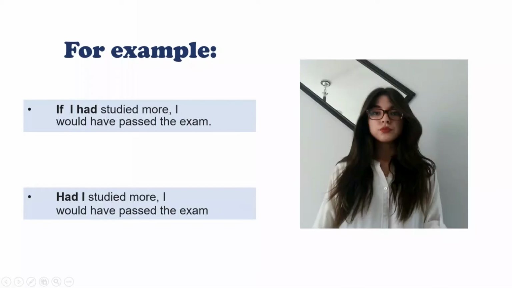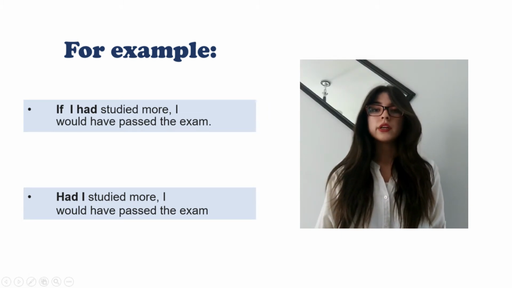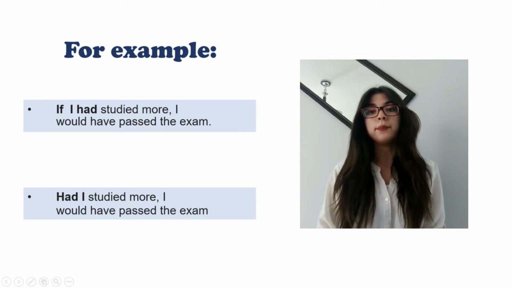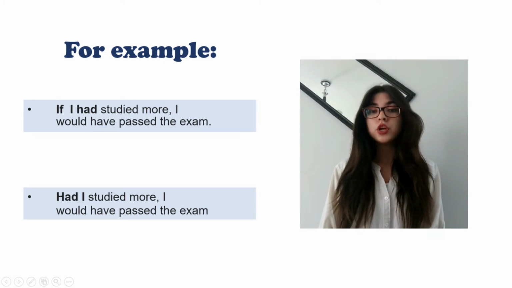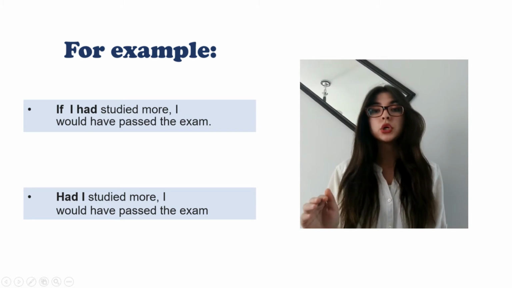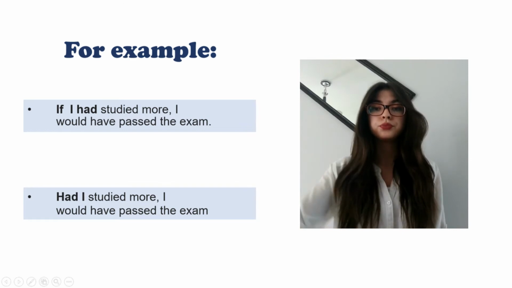For example, if I had studied more, I will pass the exam. Another example is, had I studied more, I will pass the exam. In the first case, we can see that when the if connector is included, the subject and verb are in the regular form. But the second example is different. Due to the if connector being omitted, the subject I and the verb have are inverted.